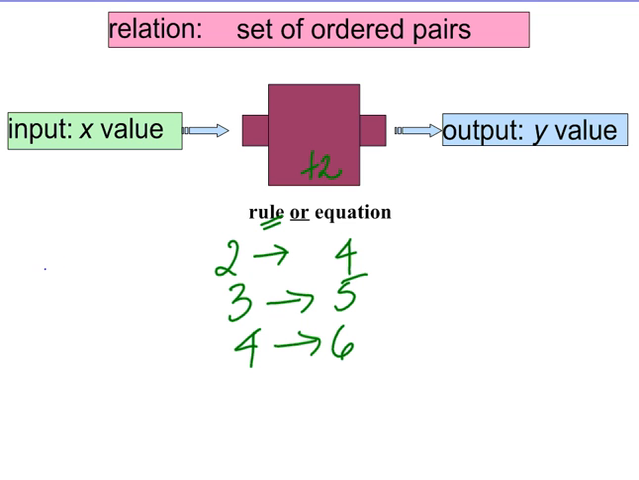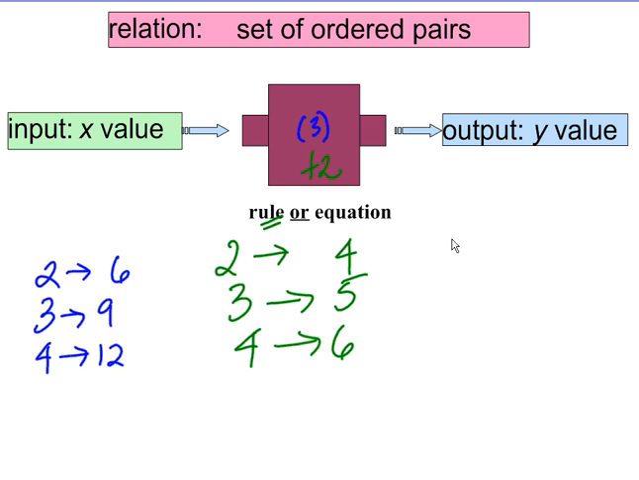Let's try a different one. This time, let me put a 2 in, and out will pop a 6. Put a 3 in, out pops a 9. Put a 4 in, out pops a 12. When we see this, we know that the rule is that things are getting multiplied by 3. The input value goes in, gets multiplied by 3, and we're going to get an output value.